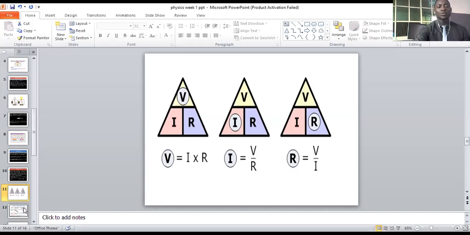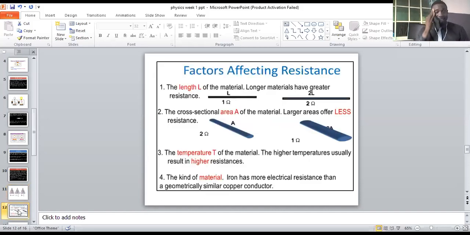So let us go to factors affecting the resistance of a conductor. These are factors that affect the resistance, that is, the opposition to the flow of electrical charge in a material. One, we look at the length of the material.